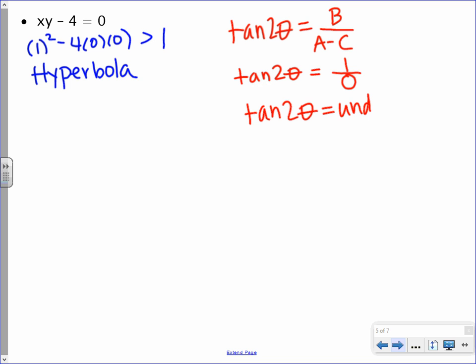Now, I will say that as we're doing these rotations, you want to pick the angle that comes first when we rotate clockwise. So when is the first place when we go clockwise from 0 that the tangent is undefined? Pi over 2. So that means 2 theta is pi over 2. So our angle of rotation is pi over 4.